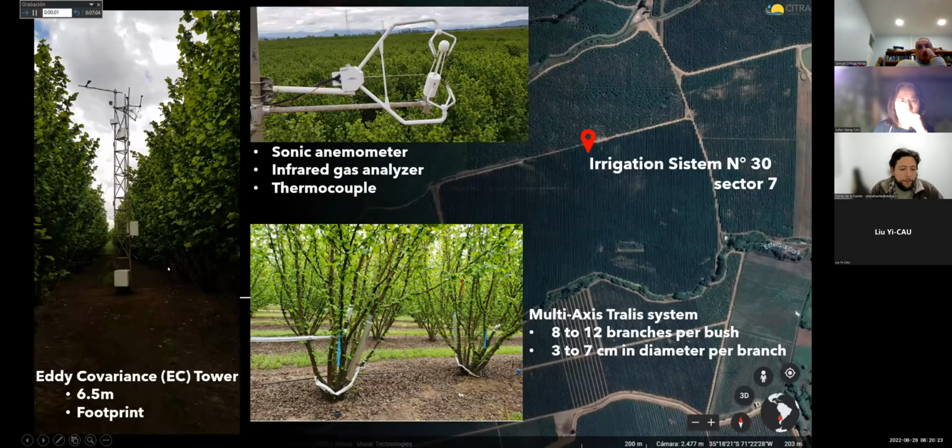We installed an eddy covariance tower, 6.5 meters above the ground, 1 meter above the canopy, and 6 from soil. We installed net radiometers, sonic anemometers, infrared gas analyzers, and also a thermocouple, as you can see. The hazelnut orchard has a multi-axis trellis system with 8 to 12 branches per tree, and the diameter per branch is 3 to 7 centimeters.